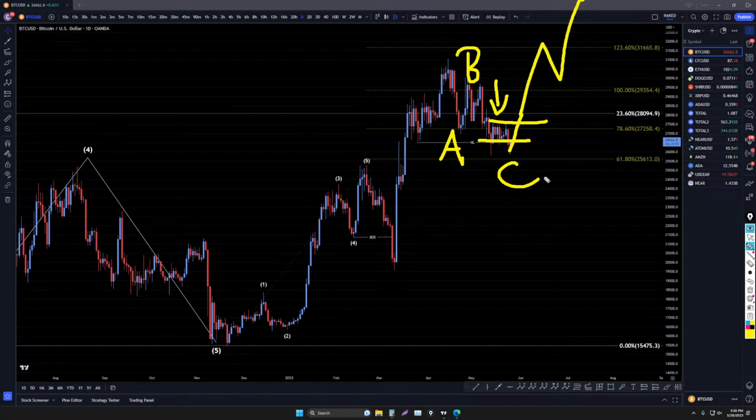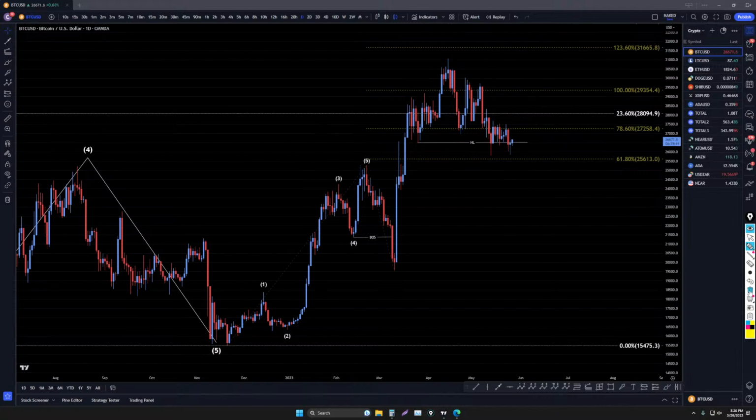Which actually makes me even more convinced that gold is going to go up, because I think this is going to go up because money's going to be flowing there when the U.S. is very, very close to defaulting on its debt. So yeah, the fact that that's not holding below structure makes me think that's heading back up.